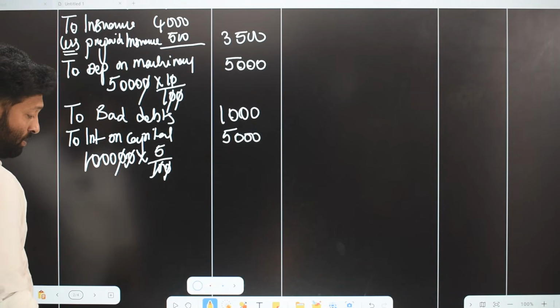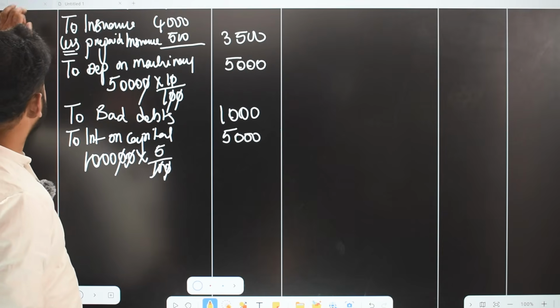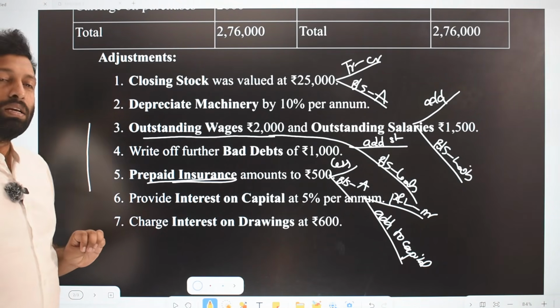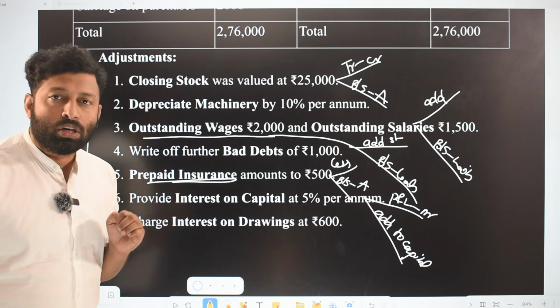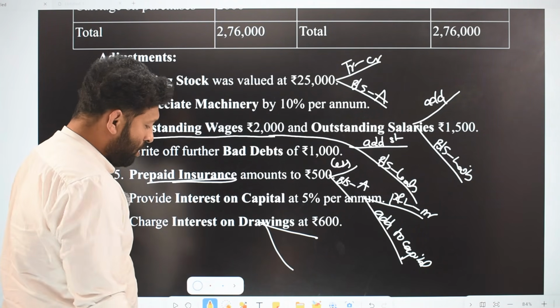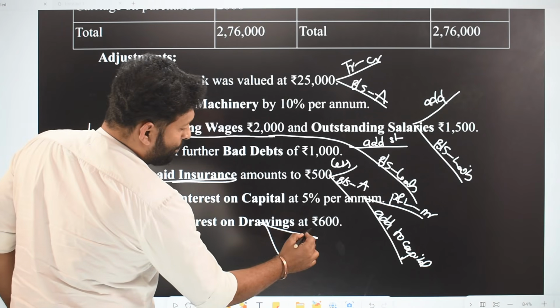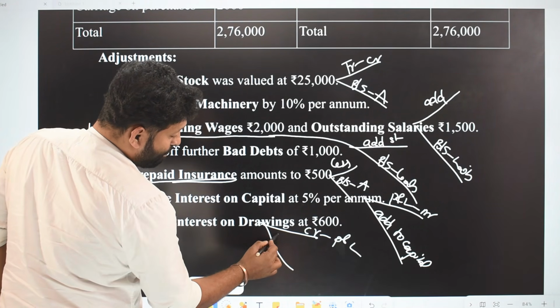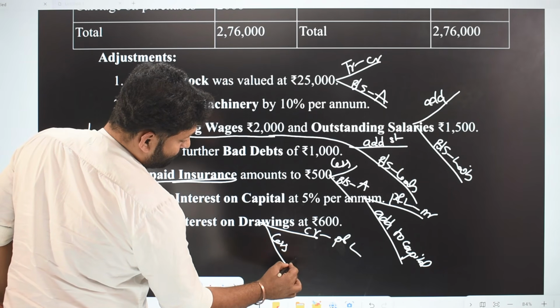Interest is 5,000. Next we have an adjustment: charge interest on drawings is 600. So interest on drawings is an income. It's an income to the organization. First time, credit side of profit and loss account. Second time, less from capital.